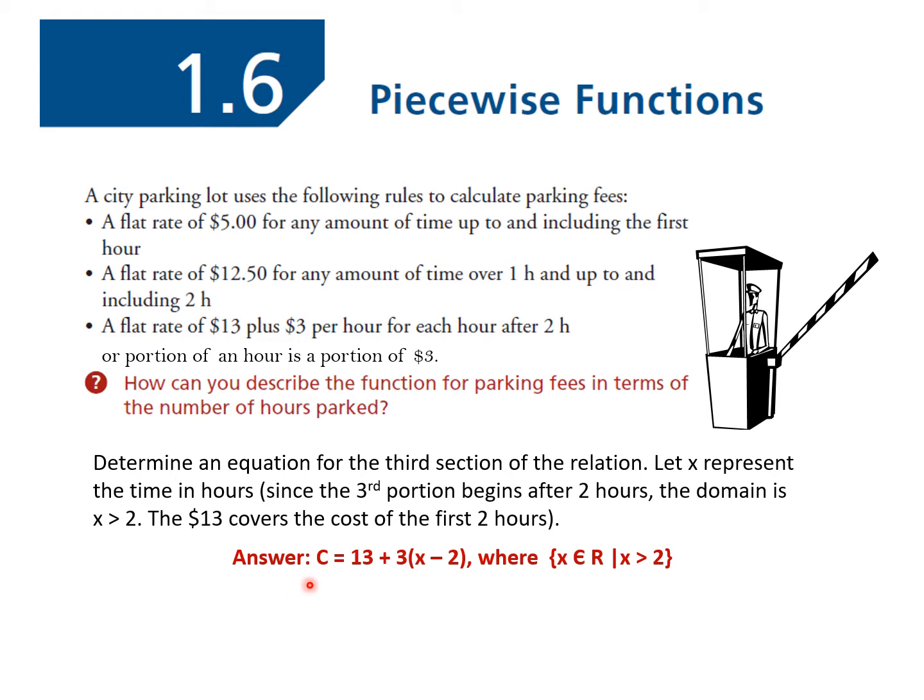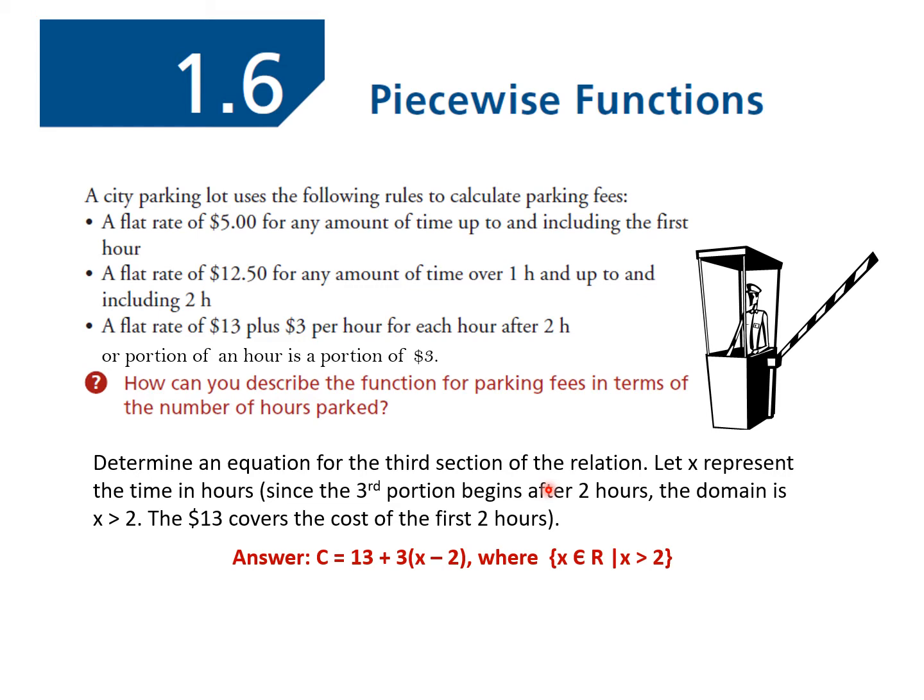So the answer is the cost is equal to 13, that's this 13 here, plus 3 times, we've got to put x minus 2 here. This is kind of the tricky part because you can't, $3 per hour, if I was only there 1 hour, I shouldn't be paying this money. I should be paying this amount, right? This $5. So I need the x minus 2 because the first 2 hours aren't included in this piece of the puzzle. That's why we have x is greater than 2 here, because we won't be subbing in anything more than that. And if I sub in 3, well, you'll see what happens here.